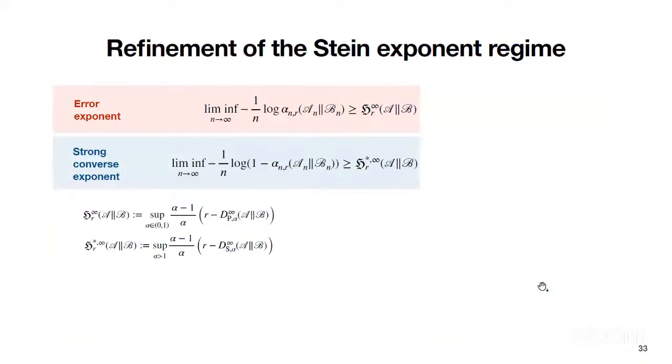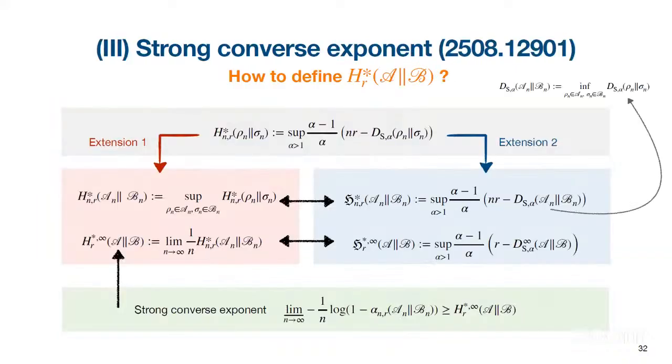Proving the upper bound is a bit challenging now. That's why I would say it's an almost complete picture. So this part is missing: the upper bound, the achievability part for the strong converse, is missing now.